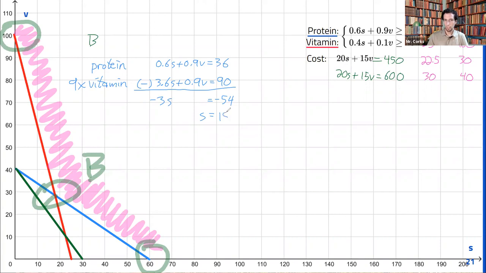So S is equal to? 18. 18, okay. And let's take this back into our vitamin one. So 0.4s plus 0.1 times 18 is equal to 10. See if you can work this out faster than me. 0.4s plus 1.8 is equal to 10.